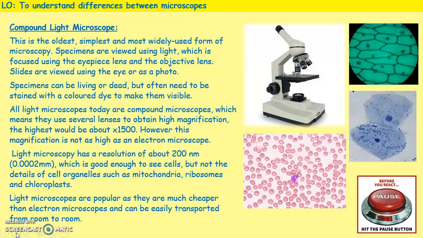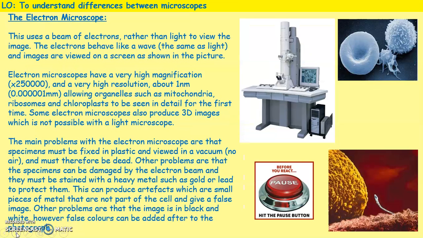Moving on then, let's have a look at electron microscopes. Electron microscopes use a beam of electrons rather than a wave of light to view the image. The electrons behave like a wave and the images are viewed on a screen over here on a computer. So this is our electron microscope. These are eyepieces if a person would like to view it in that way, or we can see the results on the computer screen here.